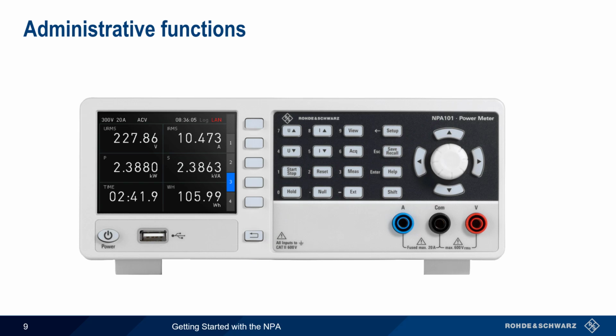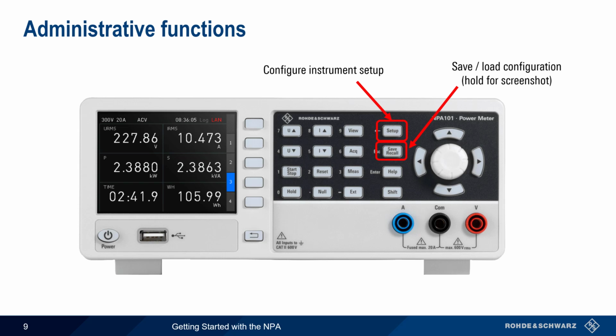Administrative functions are also accessed via the front panel controls. The Setup key is used to configure instrument setup, such as screen brightness, interface addresses, etc. The Save Recall key is used to save and load instrument configurations, and holding this key down will take a screenshot. The NPA also has an integrated Help function accessible via the Help hard key.